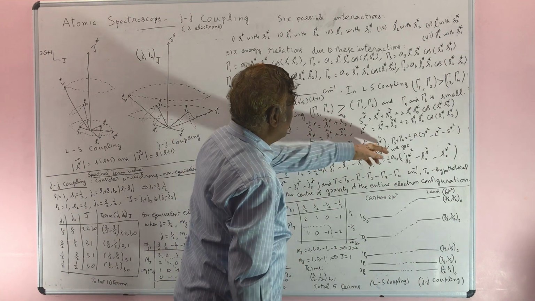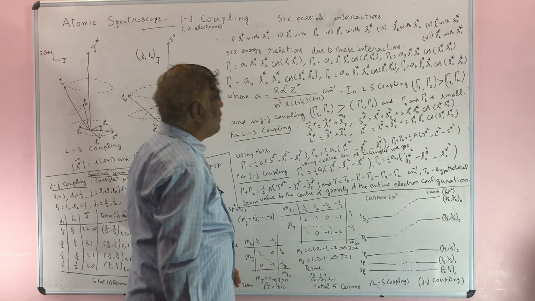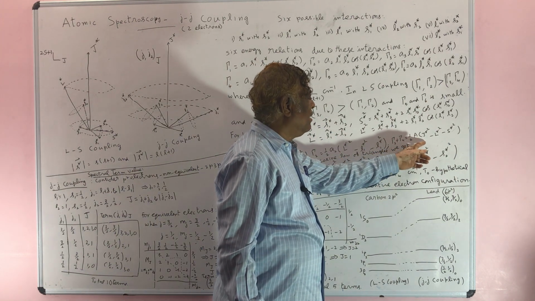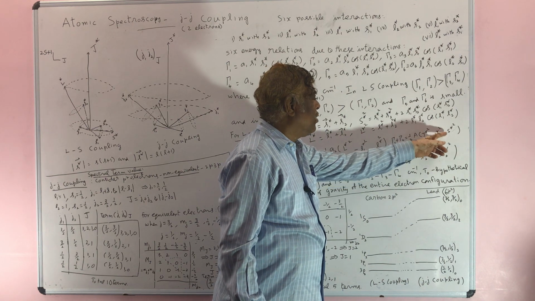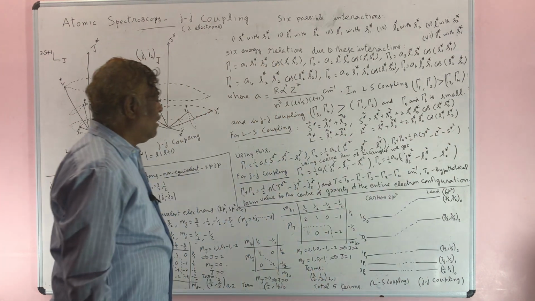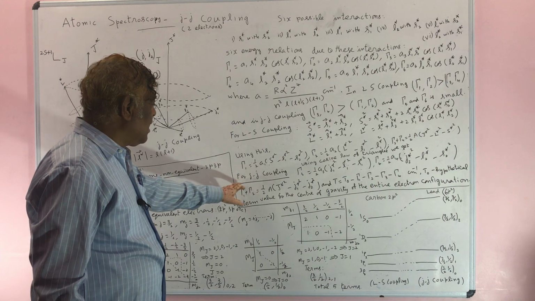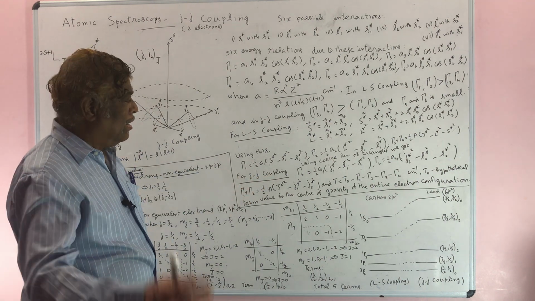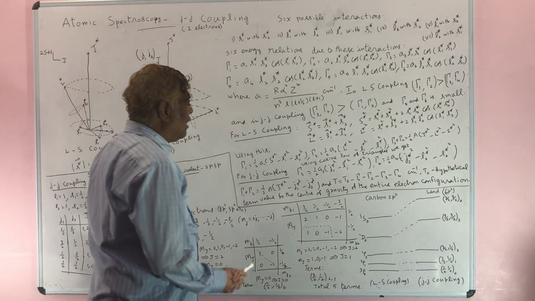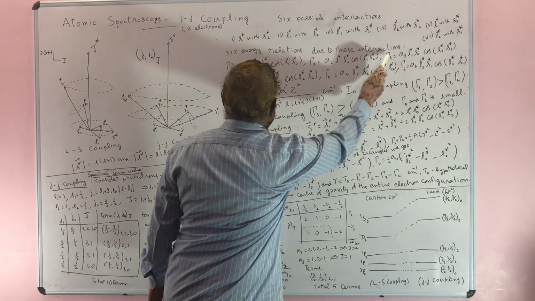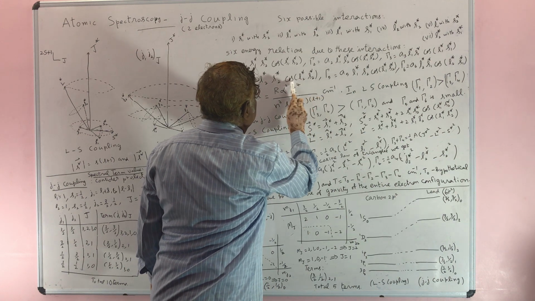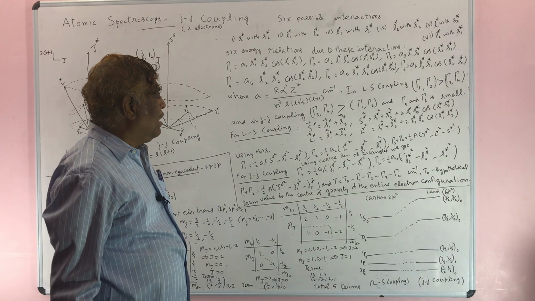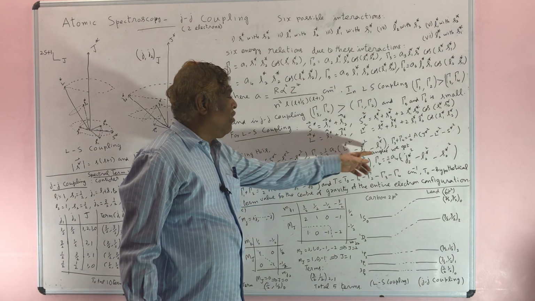Similarly, you can find that gamma 3 plus gamma 4 is A of A into J star square minus L star square minus S star square. So for JJ coupling, gamma 3, gamma 4 are predominant. So here again, if you want to calculate gamma 3 and gamma 4, then this cosine value and this cosine value can be determined using the cosine law of triangles.